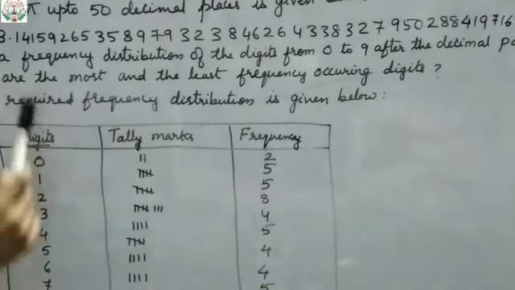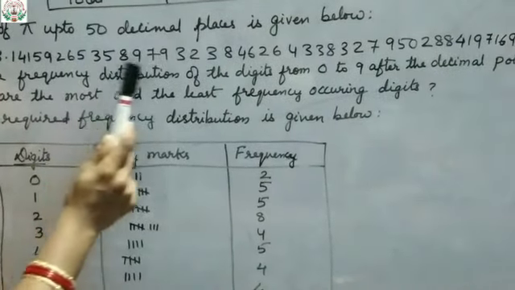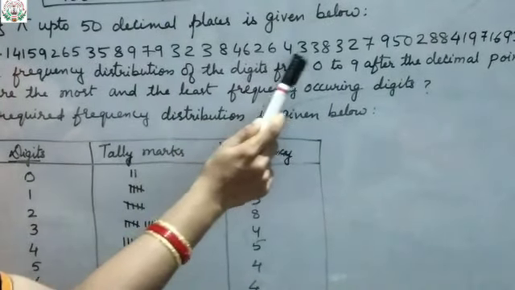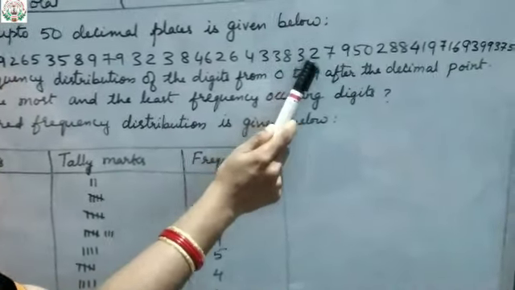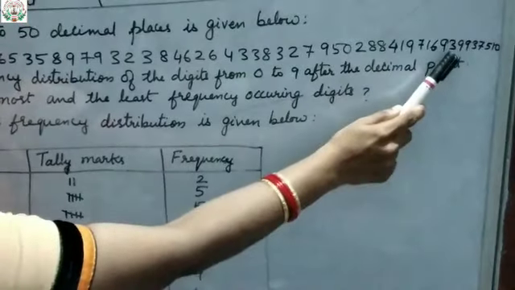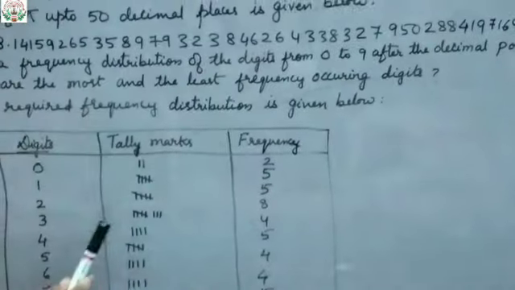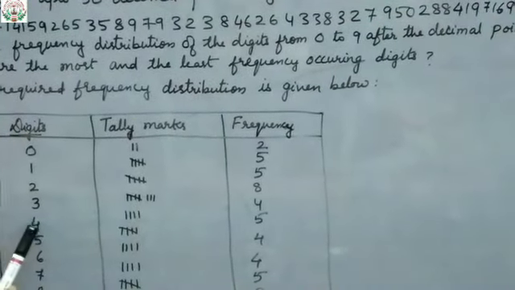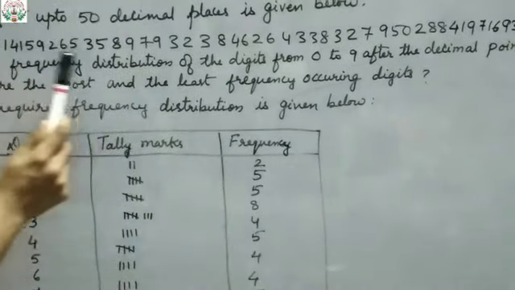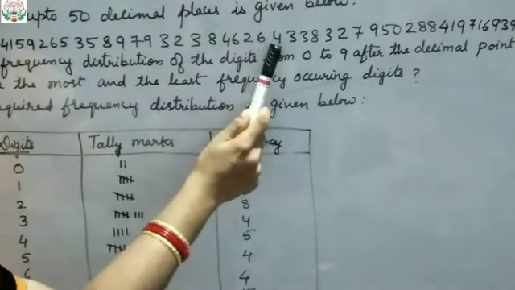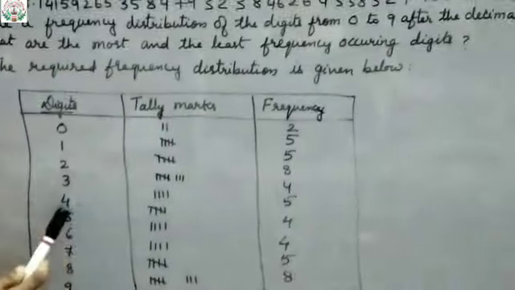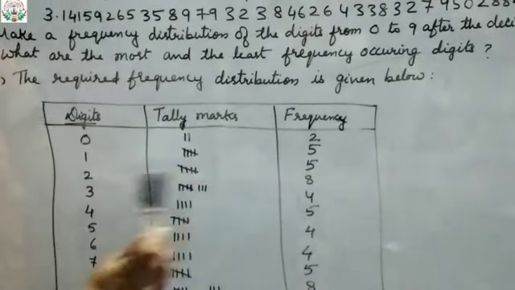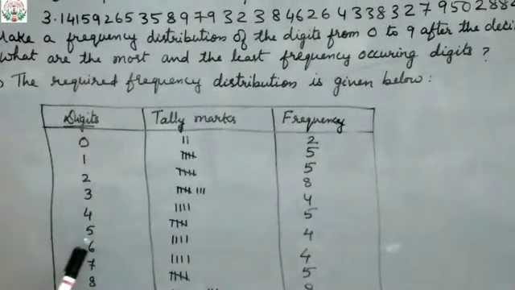Then 3, same way keep on counting, 1, 2, 3, 4, 5, 6, then 7, 8. So total 8 times 3 came. Same way 4 also, see 1, 2, 3, 4. 4 times 4. Okay. Now after that we can see 5.